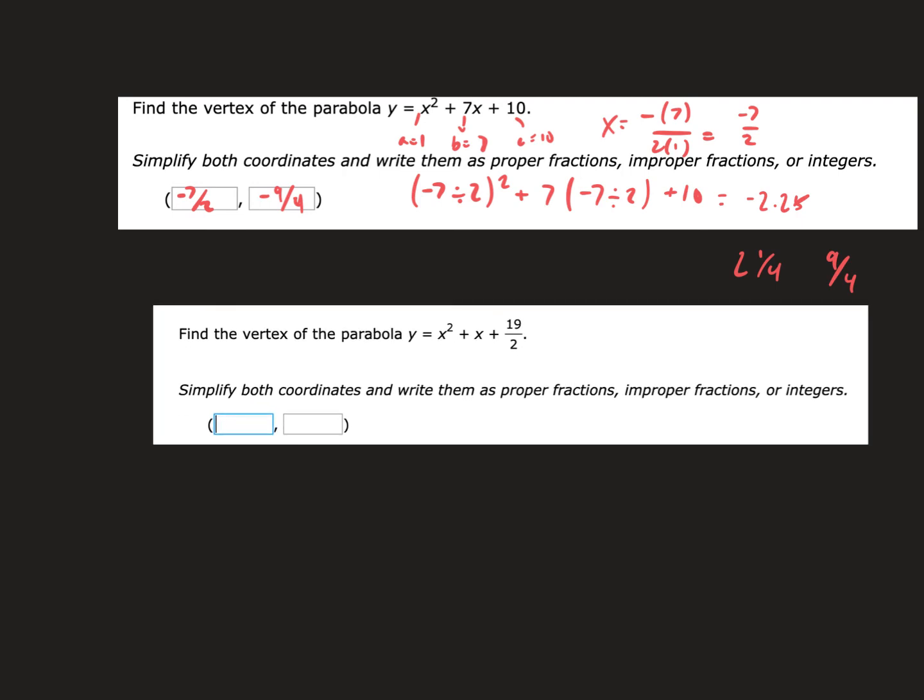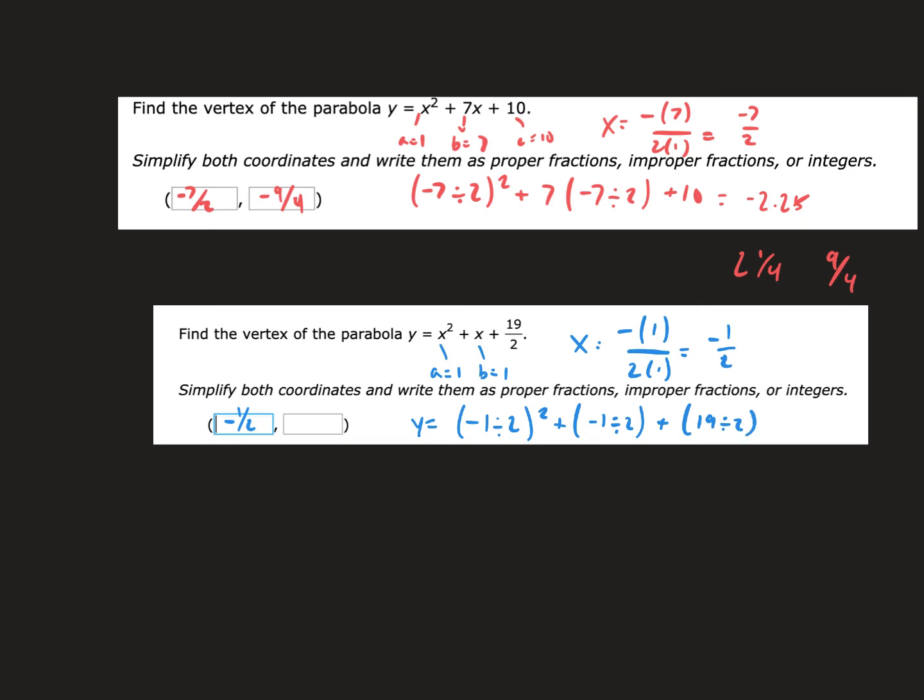Next one here. This one's a little nasty because of that fraction at the end when we do the finding y part, but a is 1 and b is 1, so it makes finding x easy. So negative b, which is 1, divided by 2 times a, which is 1, so negative 1/2. So there's x, negative 1/2. I go to find y, plugging that in, I get negative 1 divided by 2 squared plus negative 1 divided by 2 plus, I'm going to put this in parentheses too since it is a fraction, so it's a good idea, 19 divided by 2.